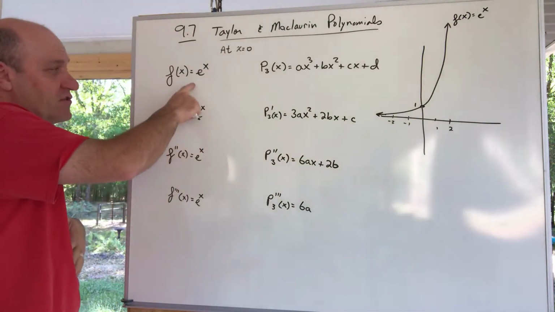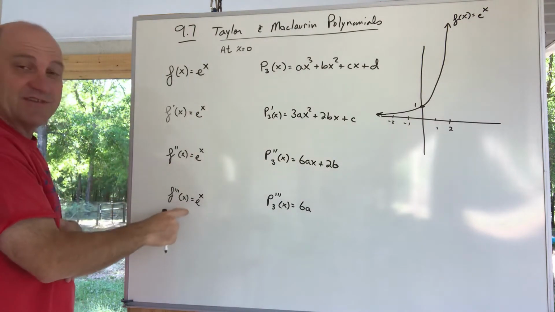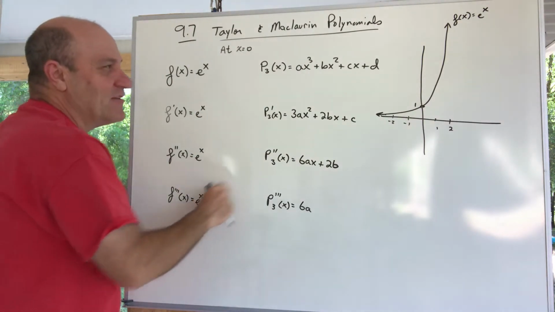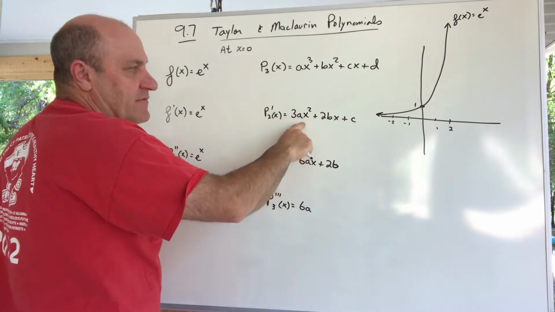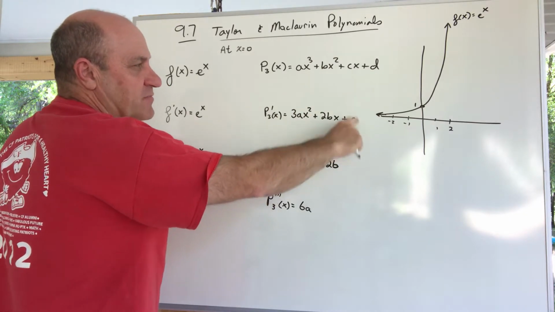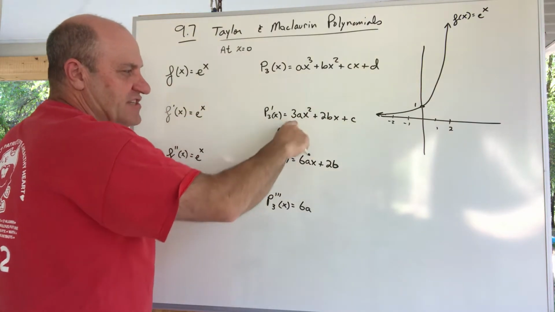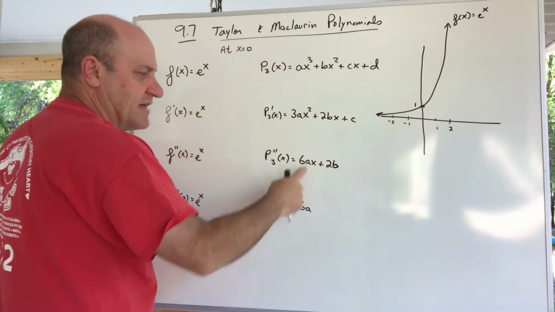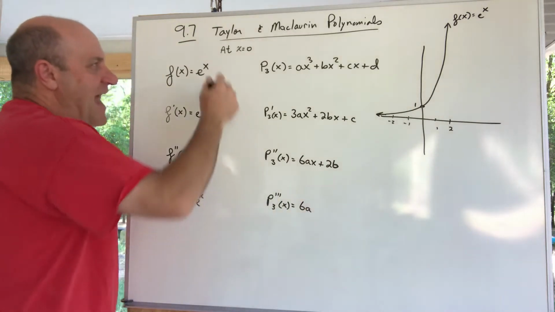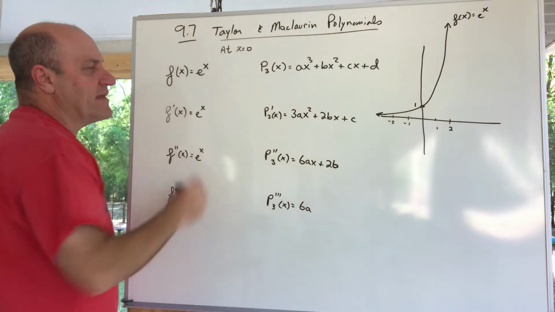So I took this function and I took its derivatives, which you know is easy. And then I took this polynomial and took its derivatives, 3ax squared, 2bx plus c. The d is a number that goes to 0. Take this derivative, 6ax, 2b. Take this derivative, 6a. And then at x equals 0, I want to equate these.